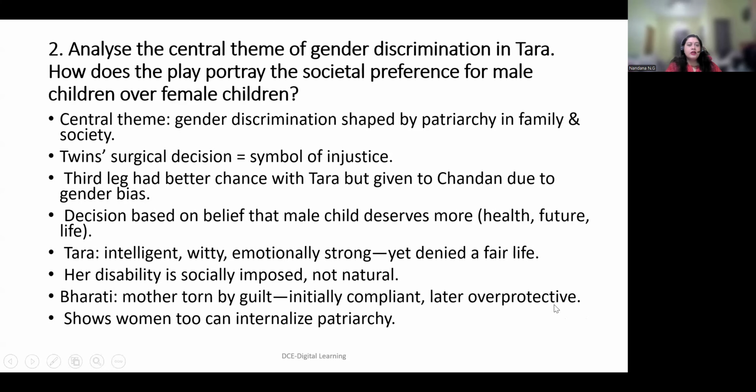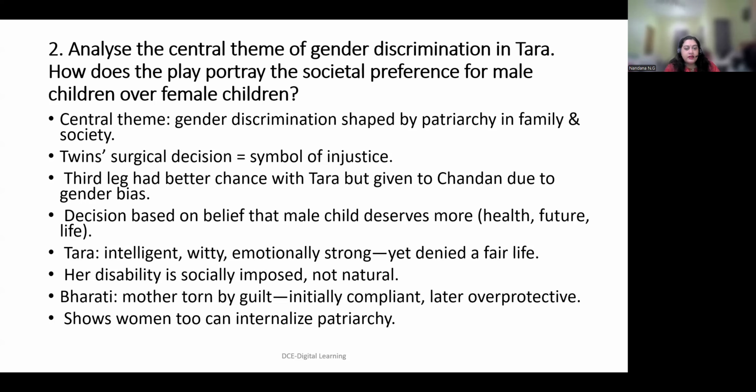The second question, analyze the central theme of gender discrimination in the play. How does the play portray the societal preference for male children over female children? Central theme, gender discrimination shaped by patriarchy in family and society. So the twins' surgical decision can be considered a symbol of injustice. The third leg had a better chance with Tara, but was given to Chandan due to gender bias.